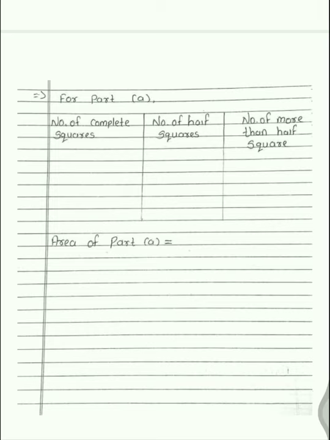We will write for part A. Again, the same method. Number of complete squares in the first column, number of half squares in the second column, and the third column will be what? Number of more than half squares. Okay? As we counted here, number of complete squares, 5. Number of half squares, 1. And number of more than half squares, 9. Okay. Next step will be what?